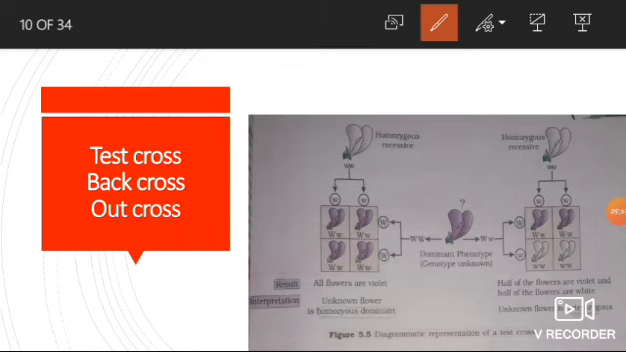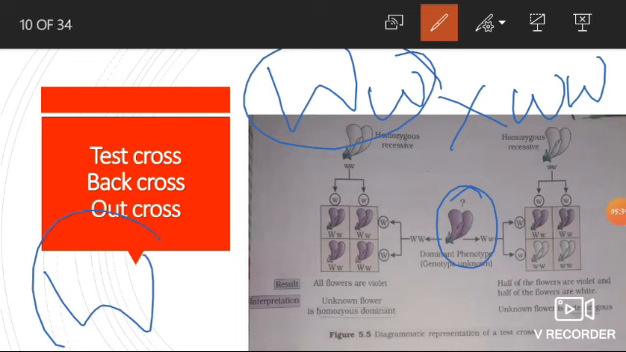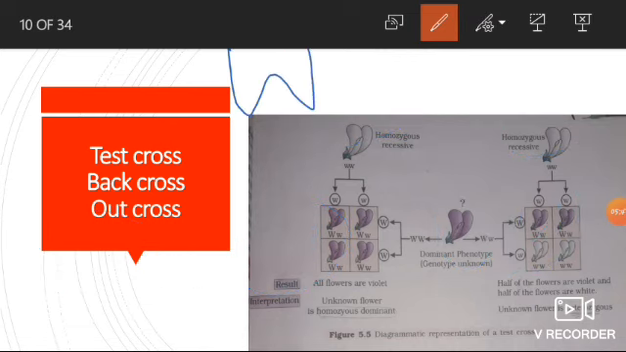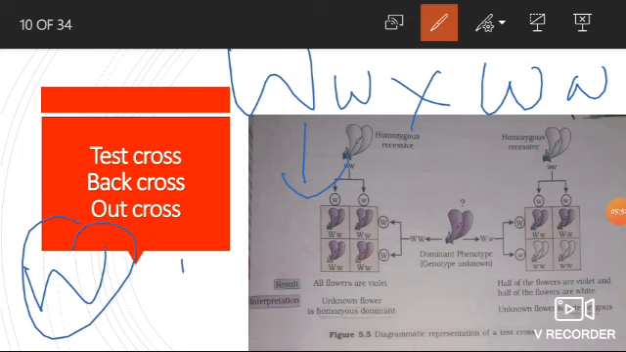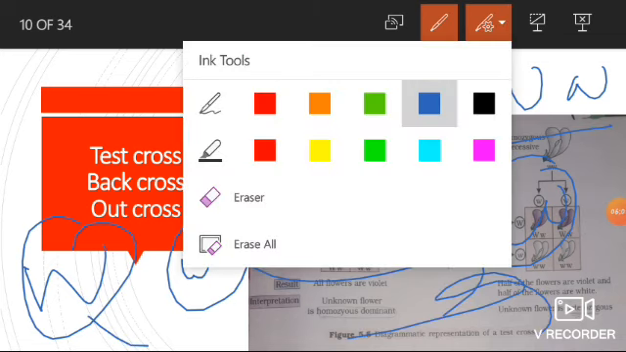And if this dominant phenotype is shown by the genotype capital W, small w, then it is crossed with the recessive parent. Then the gametes formed by capital W small w are capital W and small w. And the gametes formed by small w are of small w type. Now the cross occurs between these gametes.